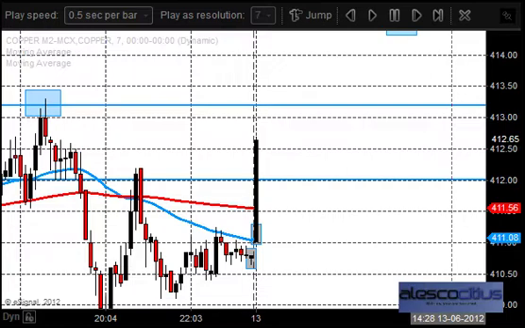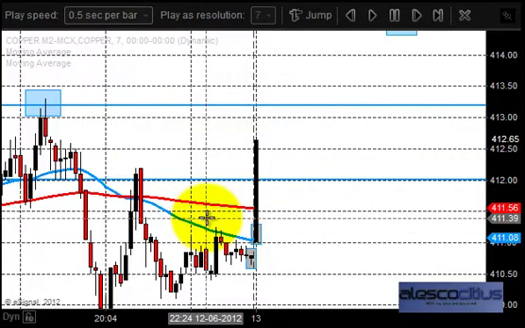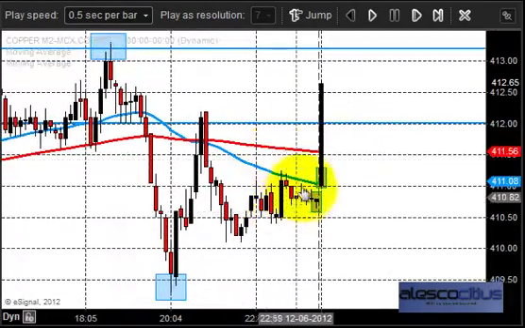Good morning. In this presentation we are going to see how we can trade in MCX Copper today. Before looking into that, let us see what happened yesterday and what we expected yesterday. Yesterday the copper market opened around 411.